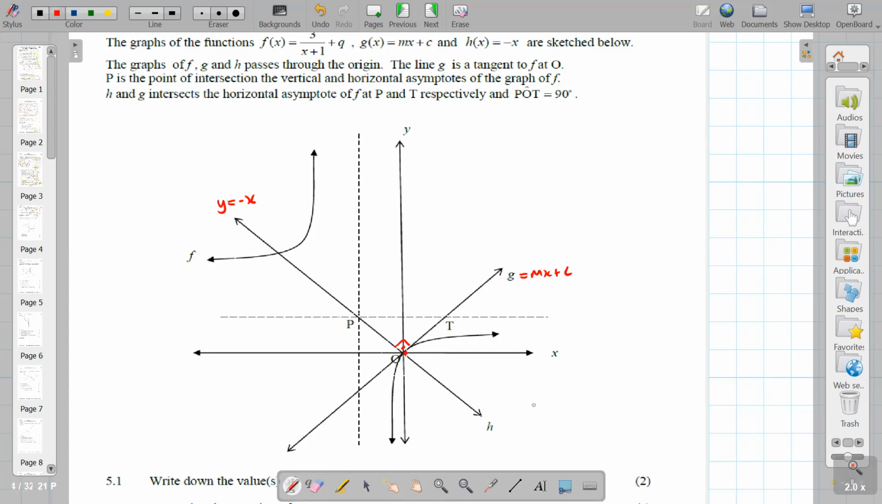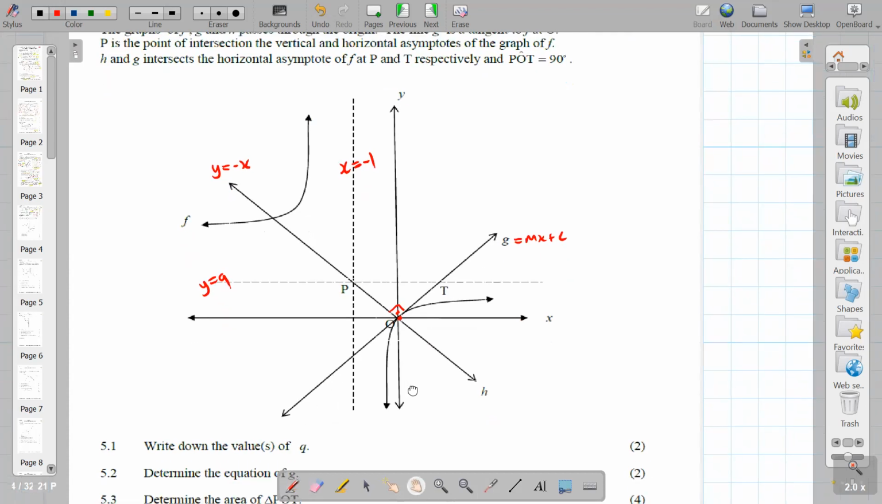That's fine. And what was f of x? f of x was 3 over x plus 1, plus q. Let's write the asymptotes as we read them. It's going to be x equals minus 1, which is what makes the denominator 0, and y equals q. We don't know what q is. That's the first question: find q.